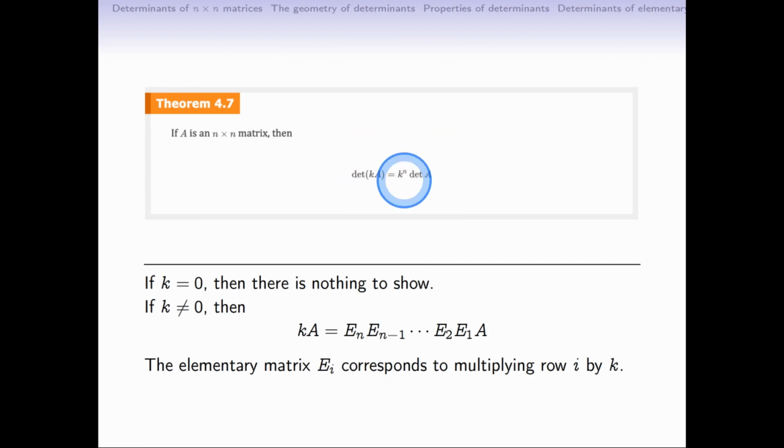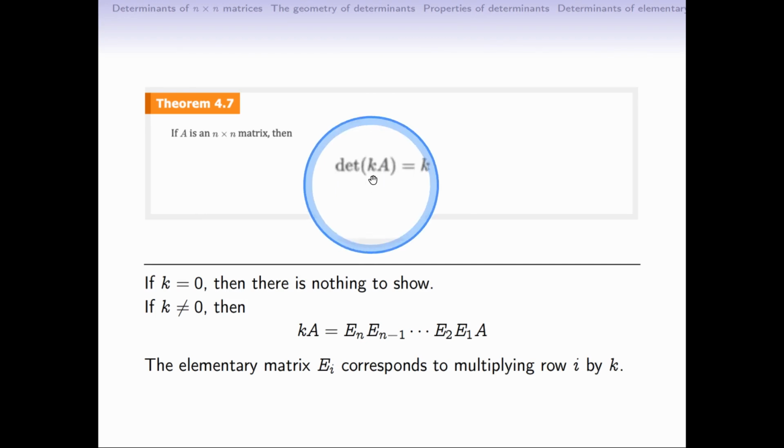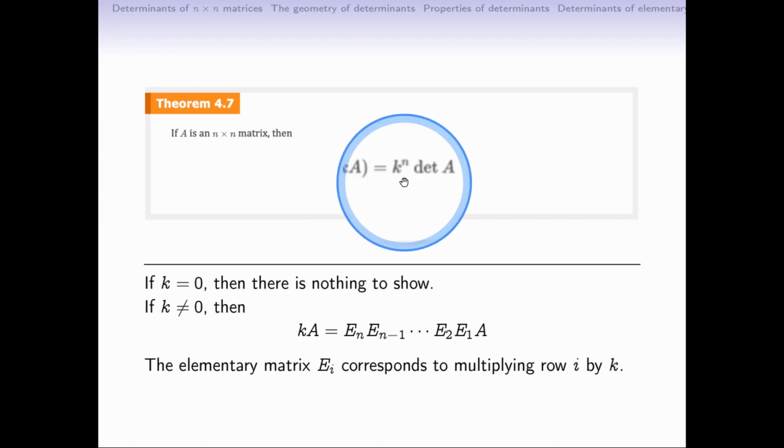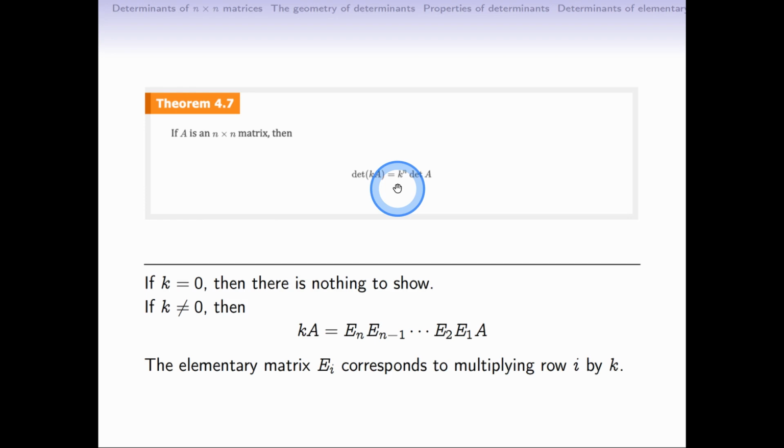Now, I claim that if k is equal to 0, there's nothing interesting here to say, because on this side, k times A will simply be the 0 matrix, whose determinant is 0. And on the right-hand side here, k to the n will be equal to 0. And so when k is equal to 0, this is just saying that 0 equals 0.